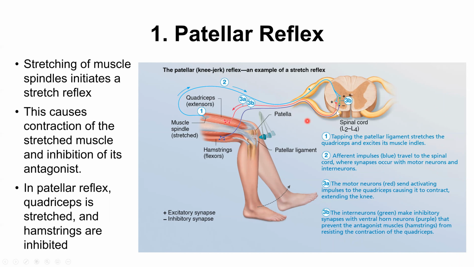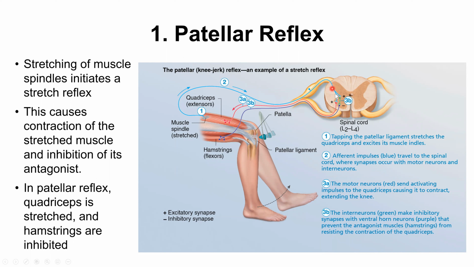So notice that we have both a monosynaptic and a polysynaptic situation going on here. The sensory to the red motor neuron is monosynaptic, right? Because there's only one synapse involved in that pathway. But the sensory branch that synapses on the interneuron, which then synapses on the purple motor neuron, this is multisynaptic, or polysynaptic. There's more than one synapse. Okay, so this is how the patellar reflex works.